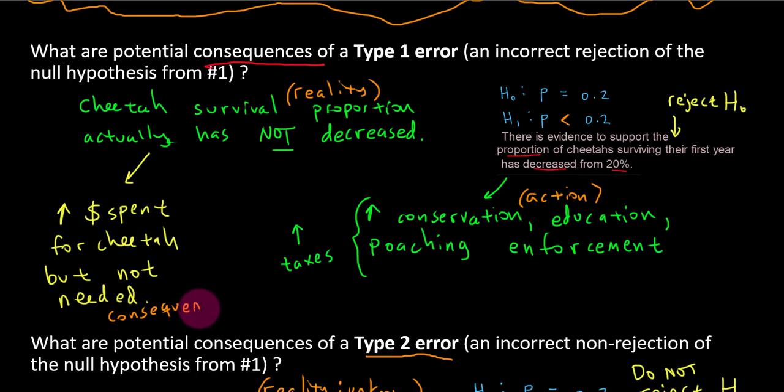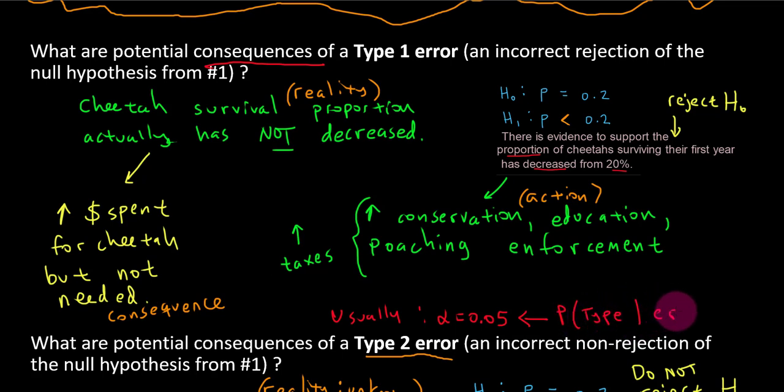So the choice for alpha is supposed to be based on what these consequences are. And usually alpha is 0.05. It's sort of the middle ground. But if the consequence for a type 1 error was very unsettling, you might lower that alpha. Because remember, that's the probability of a type 1 error.